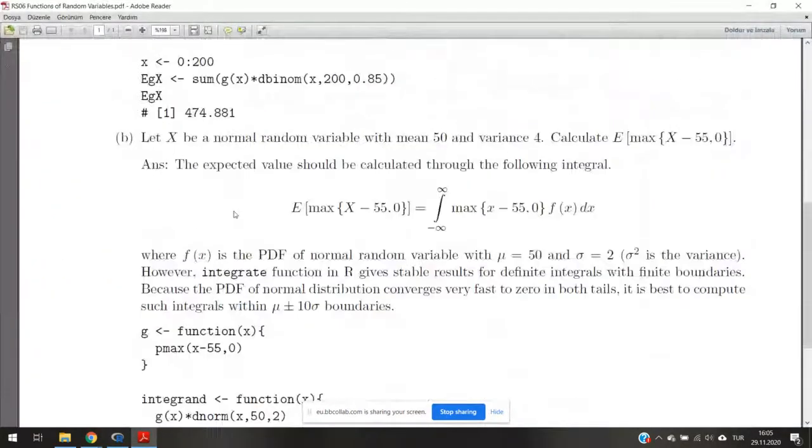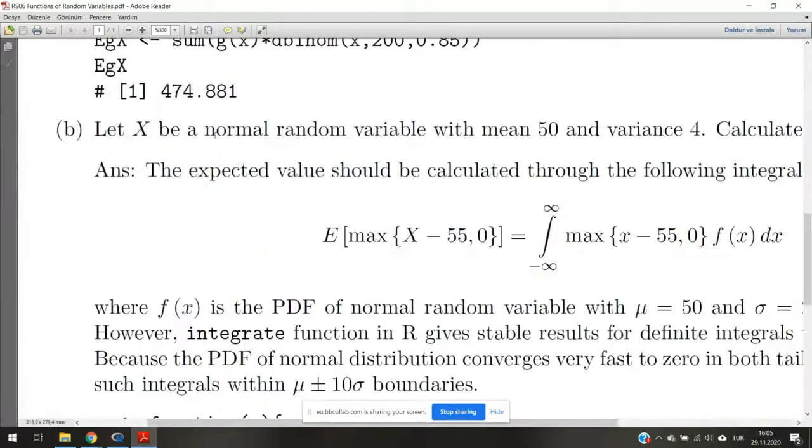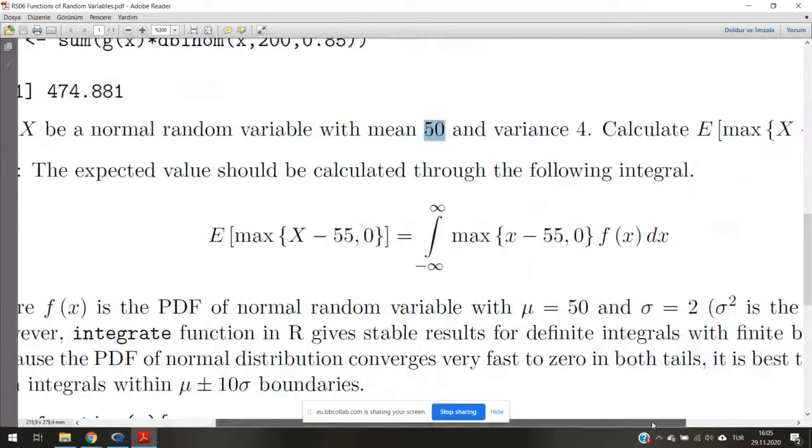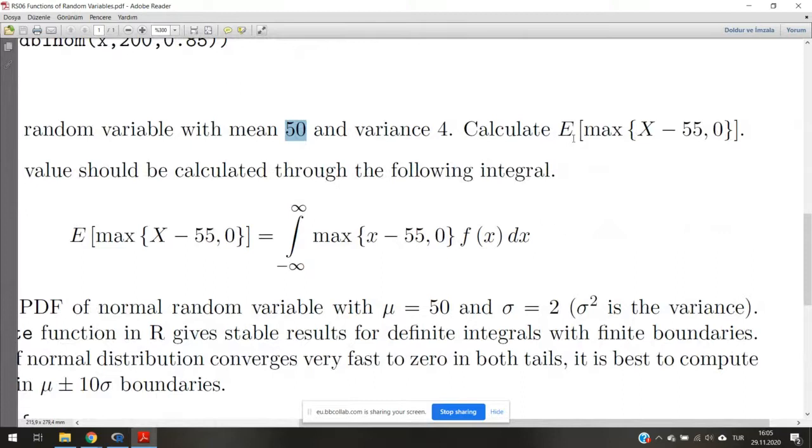Now, the next application is the same practice, but this time for a continuous random variable. Therefore, instead of running a weighted sum of the function values of discrete realizations, this time we are going to use the integral approach because our random variable will be continuous. In this example, the random variable that we consider is a normal random variable with location parameter 50, and variance 4, which means the standard deviation, or scale parameter, sigma, is equal to 2. My objective is to calculate the expected value of the maximum of two values, X minus 55 and 0.